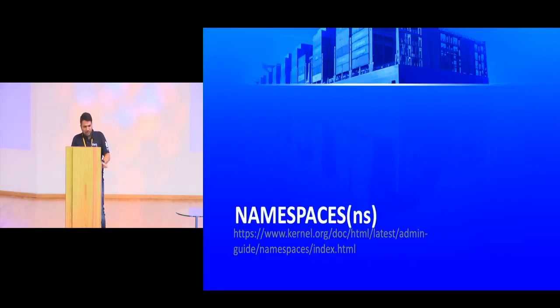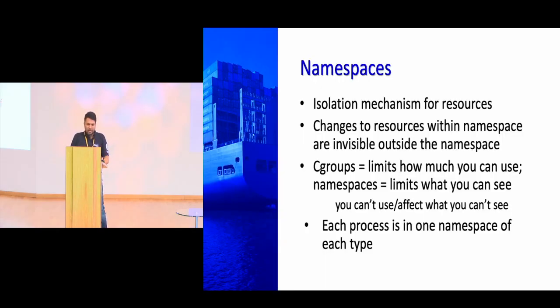The next part is namespaces. As we have seen in the intro part, the namespace is used for isolation, right? It provides the isolation mechanism. The C group is for limiting how much resource a process can use, and the namespace is limiting what resources a process can see. And just like C groups, namespaces also have some kind of subsystems, and we'll see how.